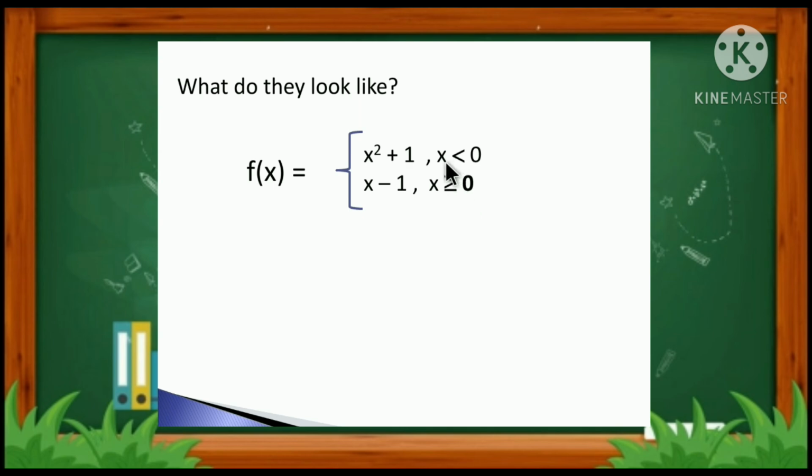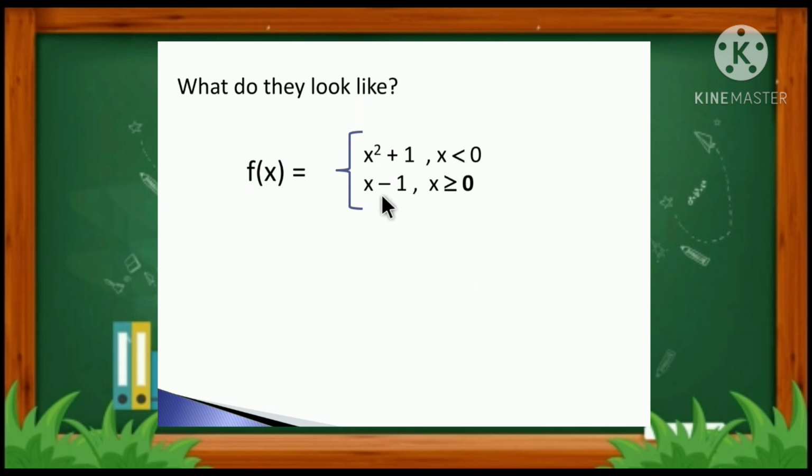Okay. In the first one, x squared plus 1, the restriction is x is less than 0. Sa Tagalog, sa x, mas maliit dapat kay 0. Okay. What are the numbers less than 0? Ano yung mga number na mas mababa sa 0? Negative 1, negative 2, negative 3, and so on.